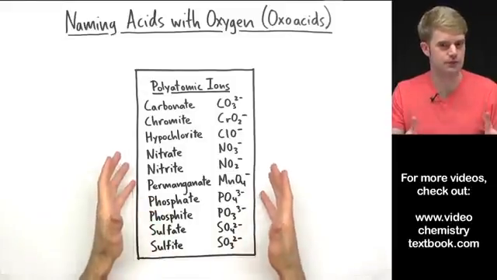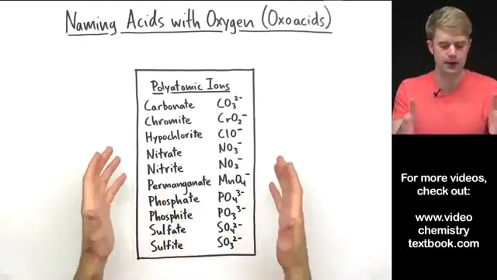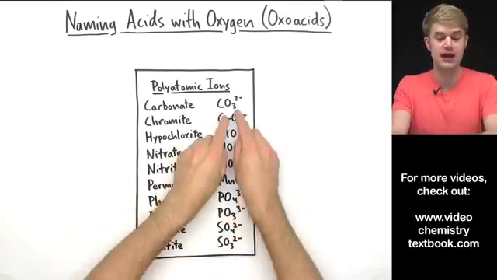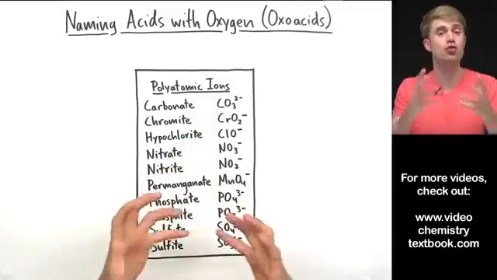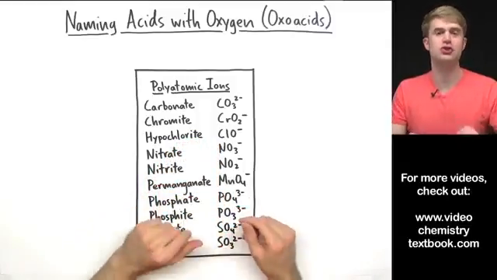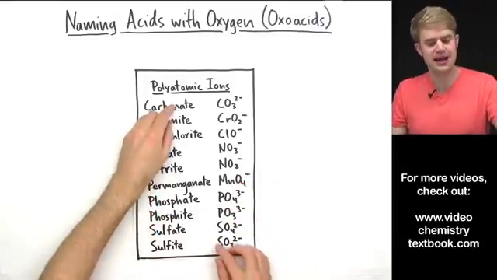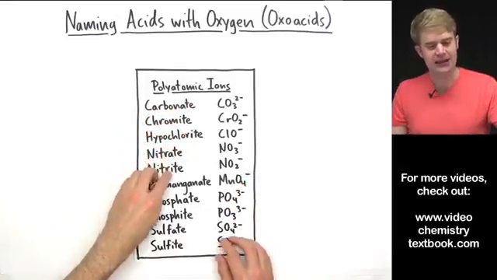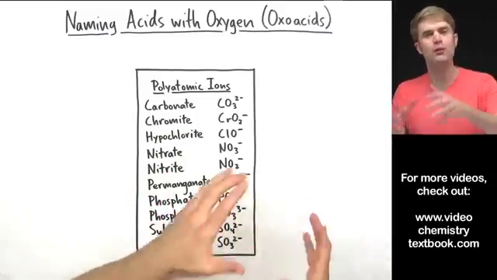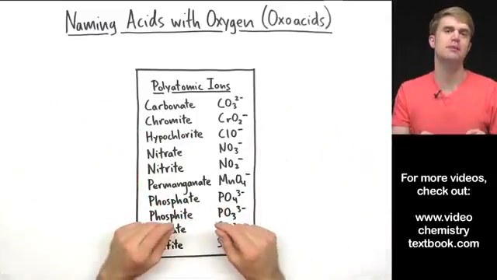In acids with oxygen, the negative ions are polyatomic ions like these that have oxygen combined with other elements. And that group of elements together has a charge. These polyatomic ions end in ATE and ITE, ate and ite. And these endings are what we're going to be looking at when we name acids that contain these polyatomic ions.